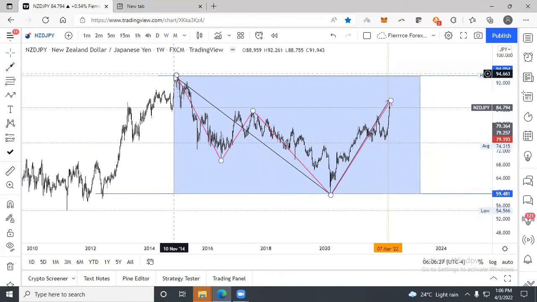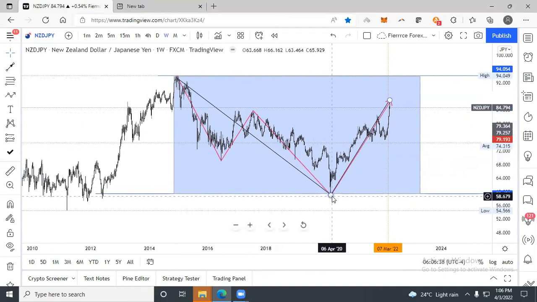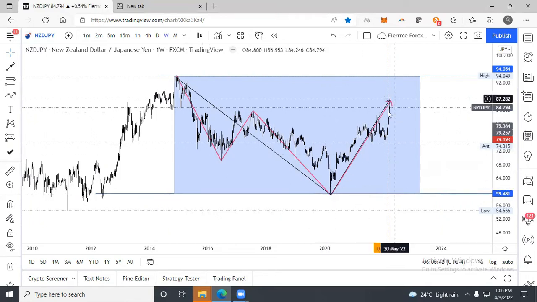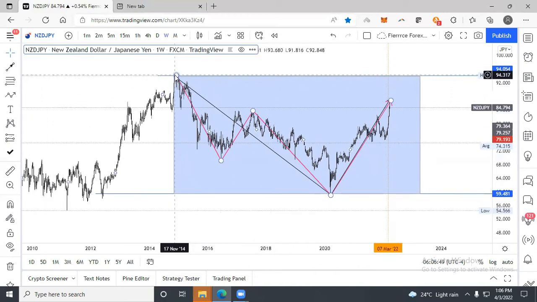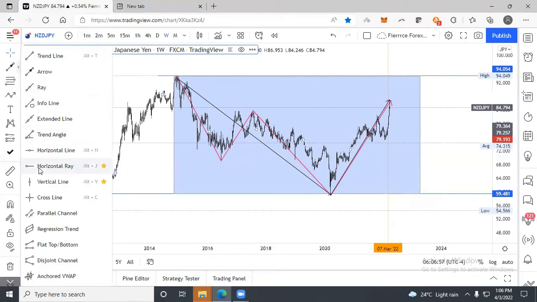Okay, so definitely from 2014 all the way to 2020, for 6 years, NZDJPY has been bearish. And then we began to reverse, or we began a bullish move from 2020. So for the last 2 years, NZDJPY has been bullish. Okay, so that's very clear. Now, in between that, what we are seeing are intermediary highs and lows.